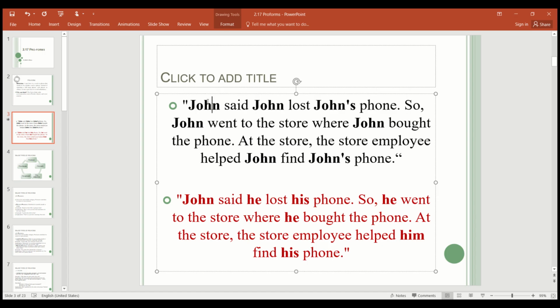So in this case, all we have to do is to mention it for the first time, John, and then all the other references to the original name would be replaced with suitable pronouns. For example, the first sentence of the passage, John said, John lost John's phone. It would be better to say, John said he has lost his phone. So instead of the second mentioning of John, we would use the pronoun he, and the third mentioning of the noun John would be his as a possessive form of the noun. And the replacement is done for the rest of the sentence. You may check it.